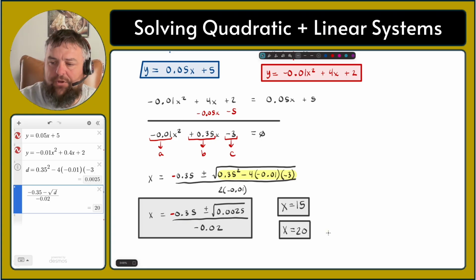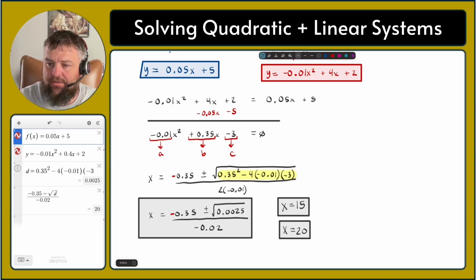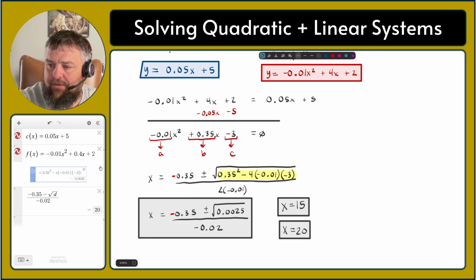Okay, and now what we're going to do is take those values, 15 and 20. We're going to use one of these functions that was here originally. We're going to just change it to function notation. So we'll call one f of x, and we'll call the other one g of x. See, this is the fighter pilot, so this should be f of x, and we'll call the other one c of x, since that's the commercial. Okay, now let's call these functions here. We don't need these two now.